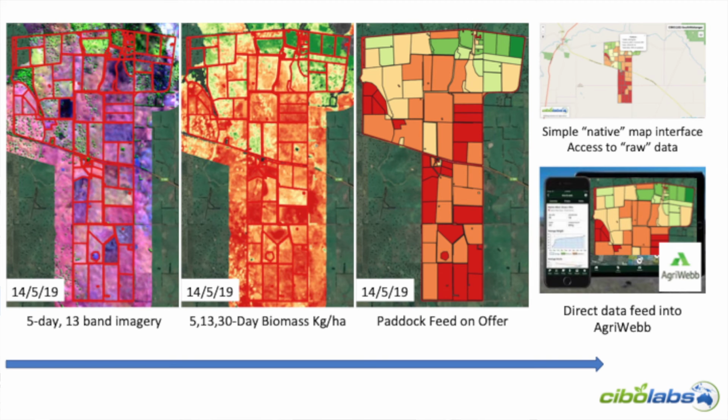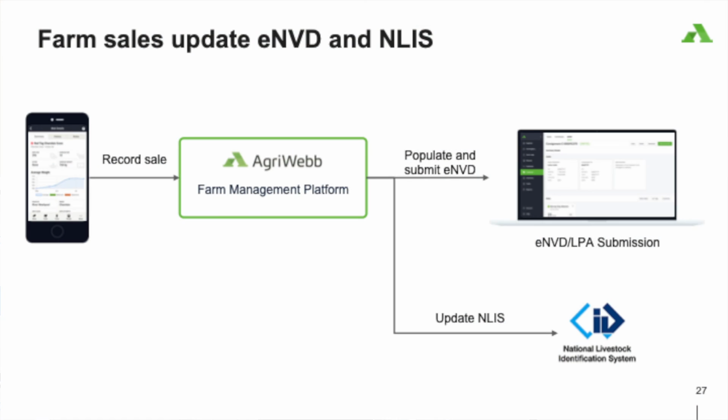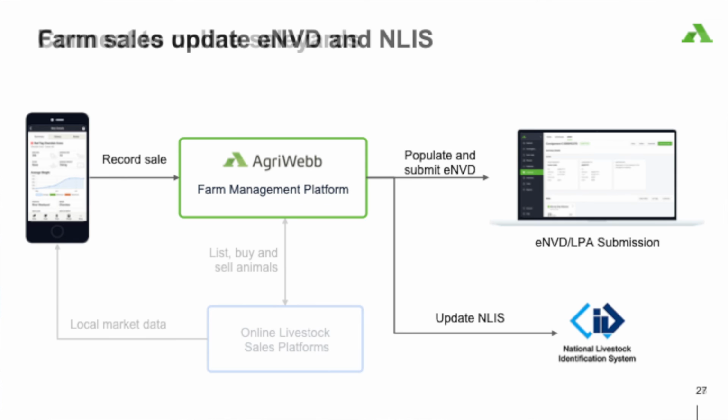Also, and we've talked a lot about data and interoperability in the instance of sensors, but there's a lot of other data and recipients of data as well. So ENVD is an example of this, where information captured in a farm management platform creates an ENVD. We'll be updating NLIS with our individual management system as well. So again, making life easier and taking away some of the additional administration that you need to do.